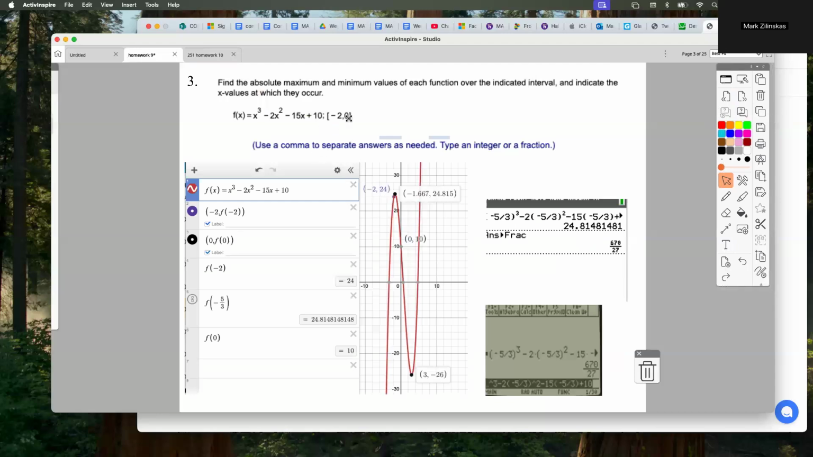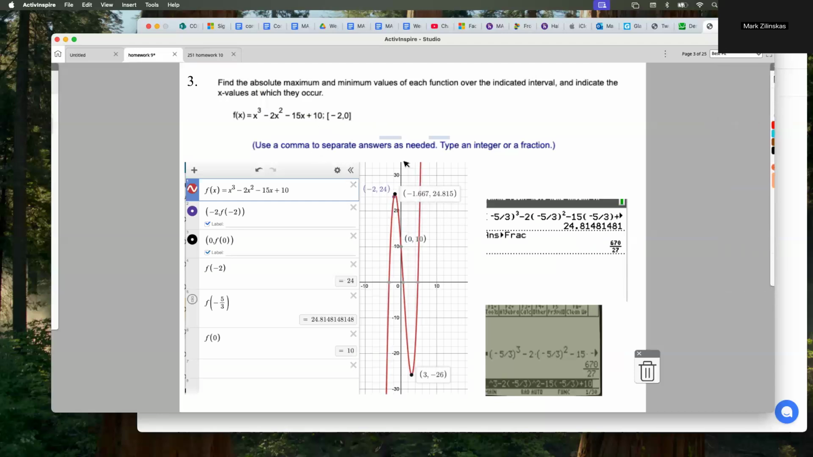When I get over here, notice this particular one. I'm just going to use a graph real quick, and then we'll come back in the next video and use the calculus to do this. We have this interval here, going from -2 to 0. So what we're doing is only looking at this section of the graph right here, from (0, 10) to (-2, 24).